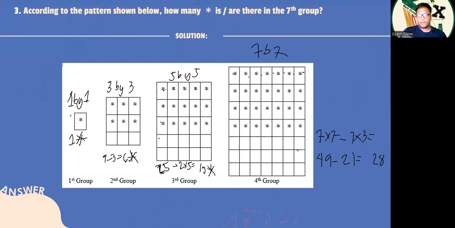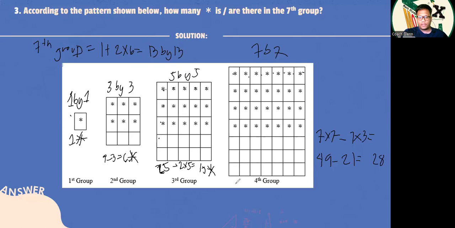So now we can observe the pattern. Since we're looking for the seventh group, as we can observe, the size increases by 2 every time. So from 1, you add 2 six times. 1 plus 2 times 6 is equal to 13. So that means the seventh group is a 13 by 13 rectangle, okay?